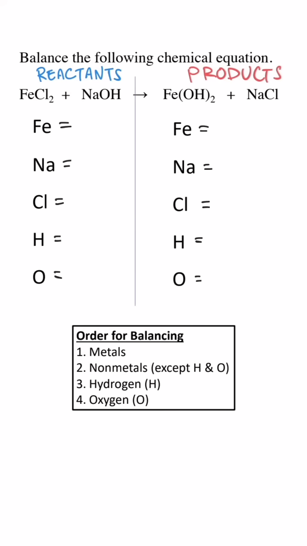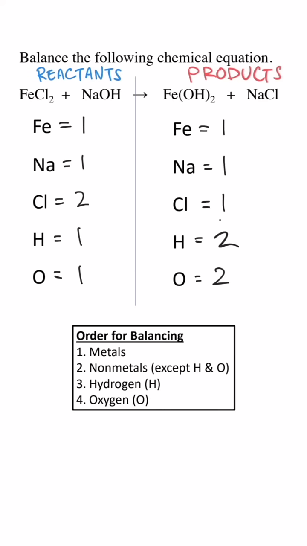Let's start with the amounts of the reactant. There's 1 iron, 1 sodium, 2 chlorides because the subscript 2 multiplies the chloride by 2, 1 hydrogen, and 1 oxygen. On the product side, there's 1 iron, 1 sodium, 1 chloride, 2 hydrogen. The 2 on the outside of the parentheses multiplies everything inside the parentheses by 2, and so also 2 oxygen.